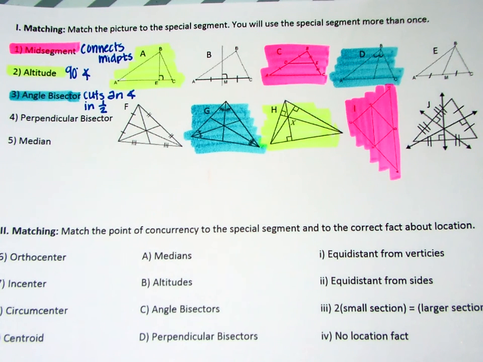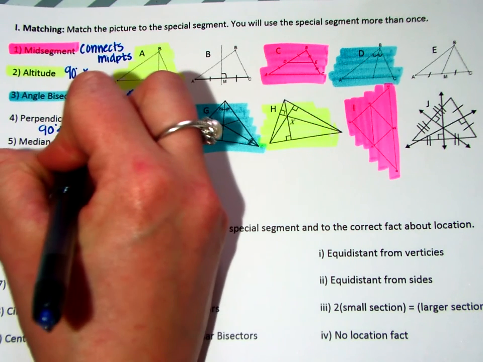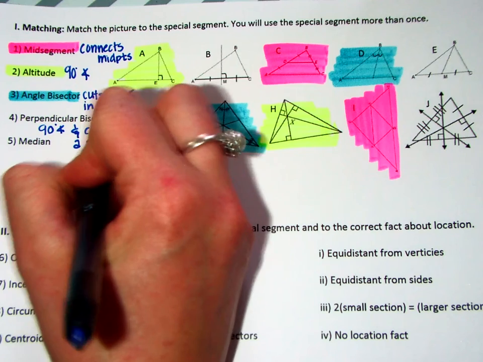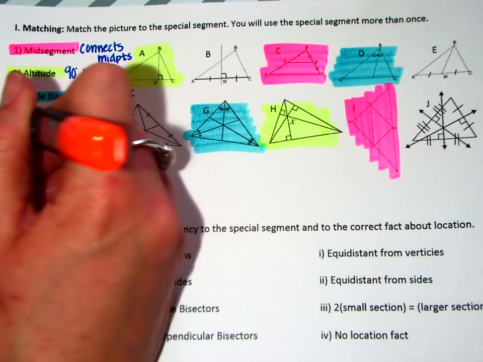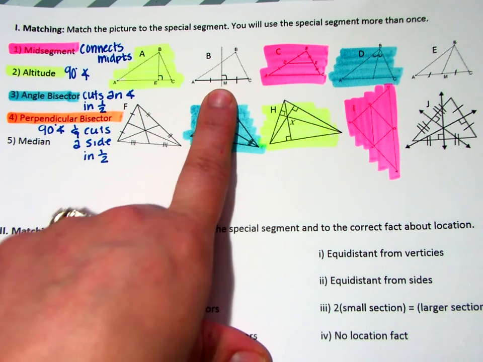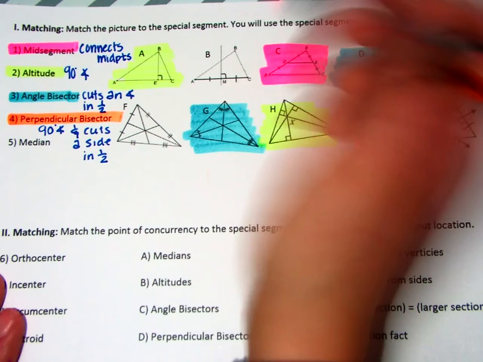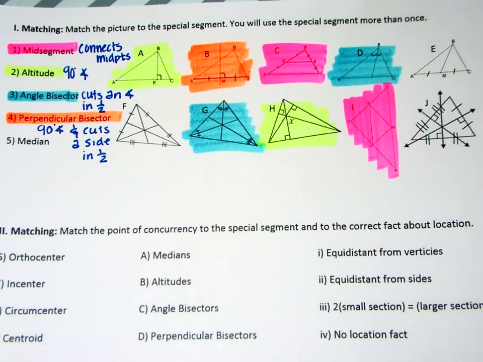Next is my perpendicular bisector. Now a perpendicular bisector makes 90-degree angle and cuts in half a side. Cuts a side in half. So a perpendicular bisector makes a 90-degree angle because it's perpendicular, and it cuts a side in half. So I'm looking for my 90-degree angle. So looking at option B, I've got my 90-degree, and then I also have side AC being cut in half. So option B is a perpendicular bisector.